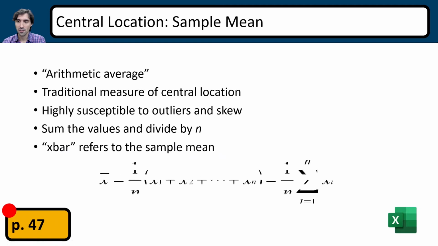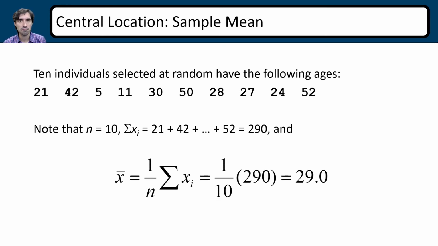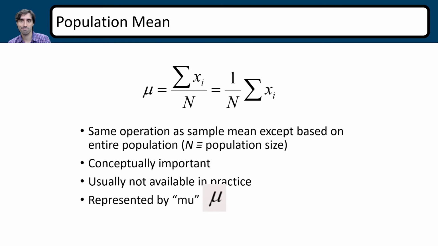That's it. So is this something that you really need to know when you're out there in the field? Yes. However, this kind of throws you off because there are calculators that do that. All right, so we're moving forward with it. We have 21, 42, 5, 11, 30, 50, 28, 27, 24, and 52. We add those up to 290, and what do we get? What's our average? 29. I don't even think you needed a calculator for that, did you? Look at that.